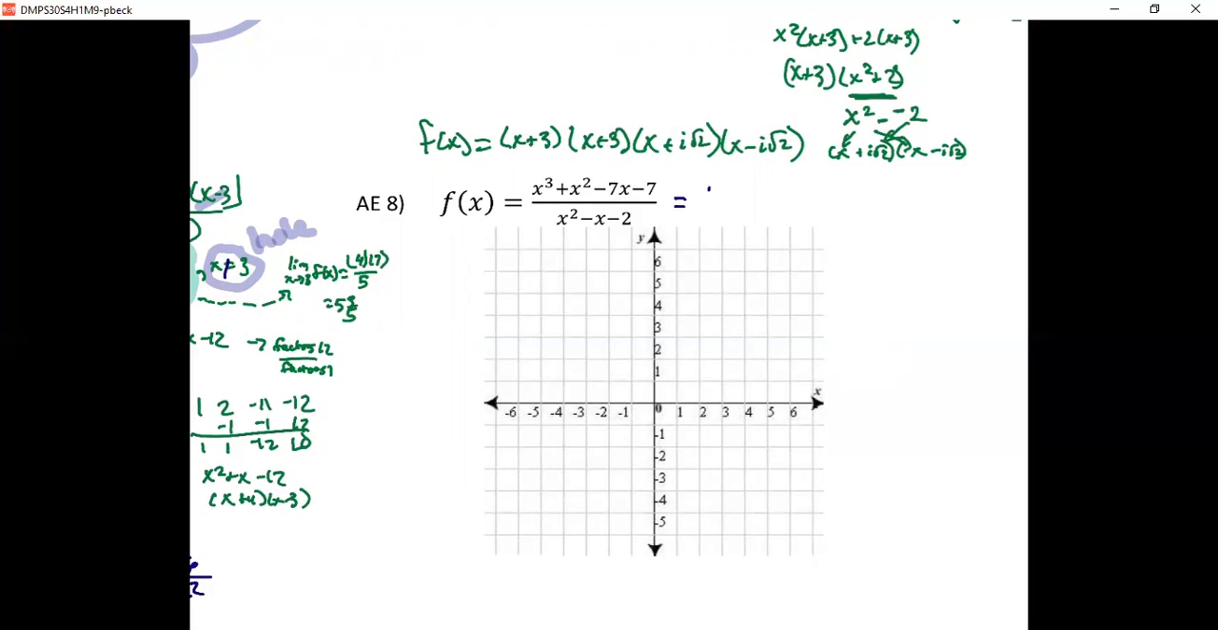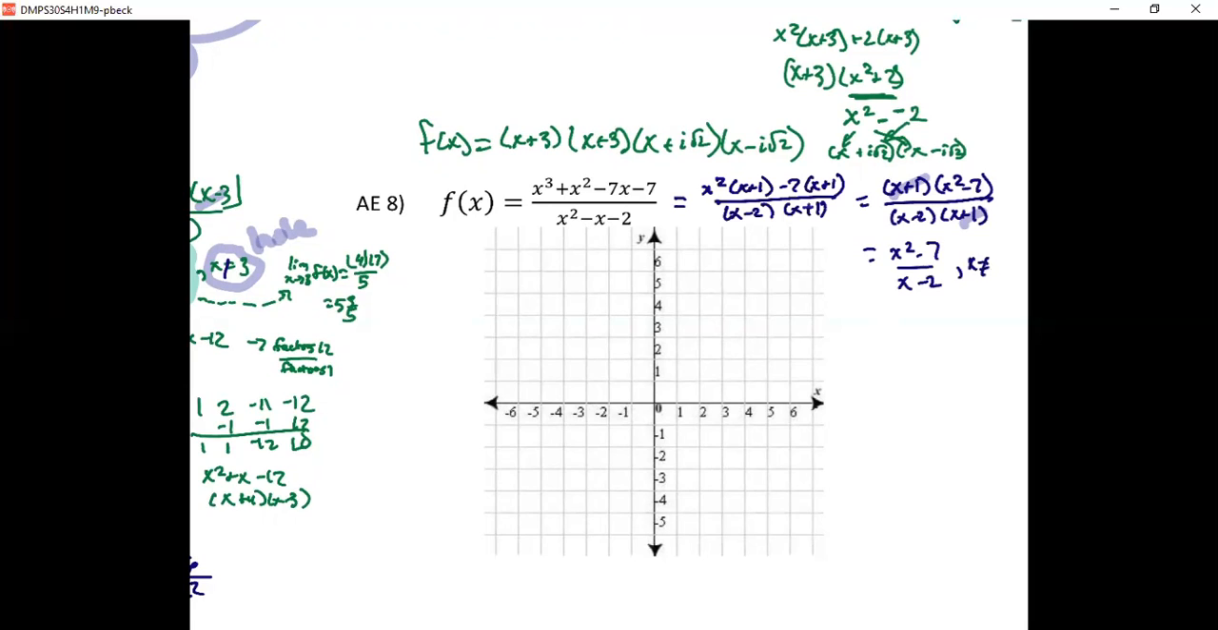So numerator, if I take out the x squared, I'm left with x plus 1. Take out the minus 7, I'm left with x plus 1. Denominator, x minus 2, x plus 1. So I think there's going to be a hole in this graph too. So this is x plus 1 times x squared minus 7 over x minus 2, x plus 1. And those x plus 1s are definitely going to reduce because they're the same. However, we need to maintain our domain. So this is x squared minus 7 over x minus 2 as long as x does not equal negative 1.